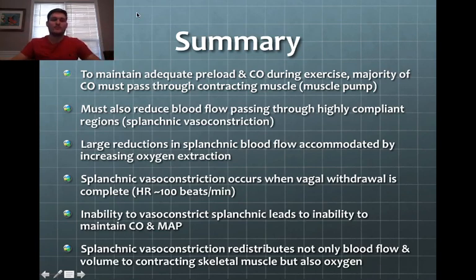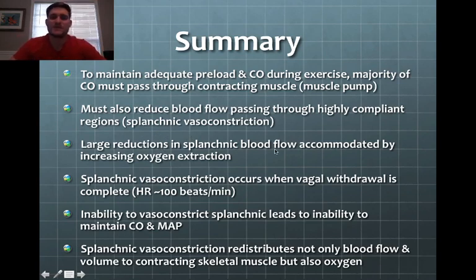And so to summarize all of this, in order to maintain preload and cardiac output during exercise, the majority of blood flow must pass through the contracting muscle, since one, it's not compliant, and two, it can help maintain preload during aerobic exercise. We must also reduce the blood flow passing through the highly compliant regions, because if we have an inability to do that, well then we will decrease stroke volume, decrease cardiac output. We're not able to keep up performance during exercise.